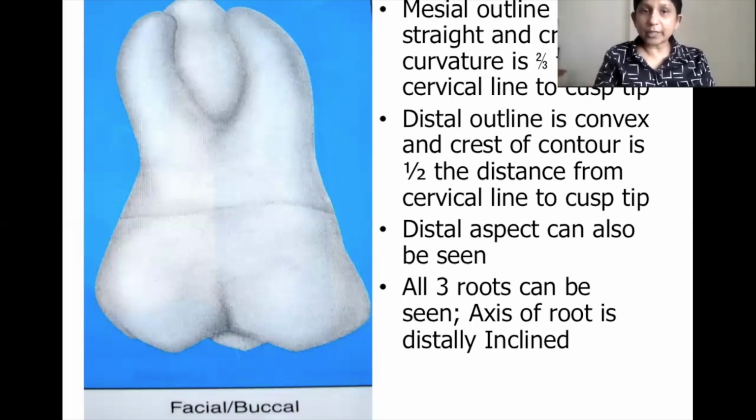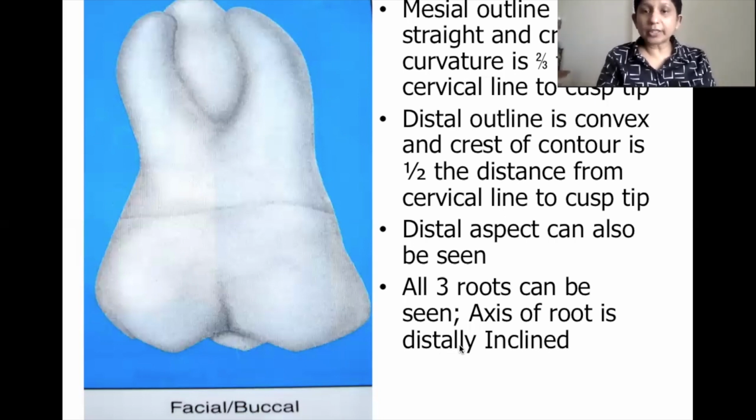Now, all the three roots can be seen. As I said, you can see if this is the mesiobuccal cusp, obviously this is the mesiobuccal root, and this is the distobuccal cusp, then this is the distobuccal root. Plus, in the background, you can see a little bit of the lingual root. So all the three roots can be seen.